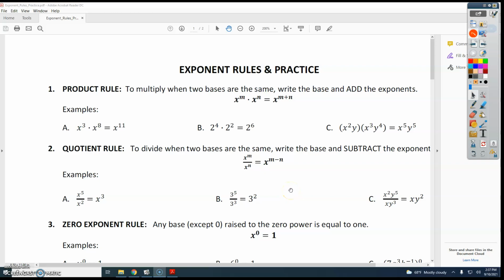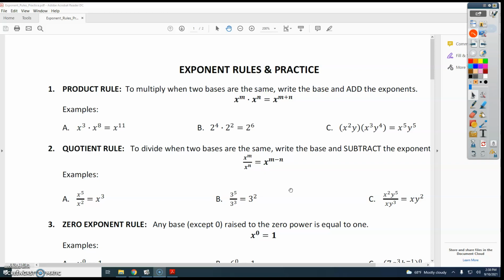Happy Friday, math peeps. We are going into our first full week of school next week, and in the Math 8 world, we're going to be looking at not only iReady next week for your pre-assessment, we're going to be looking at starting our exponent unit.